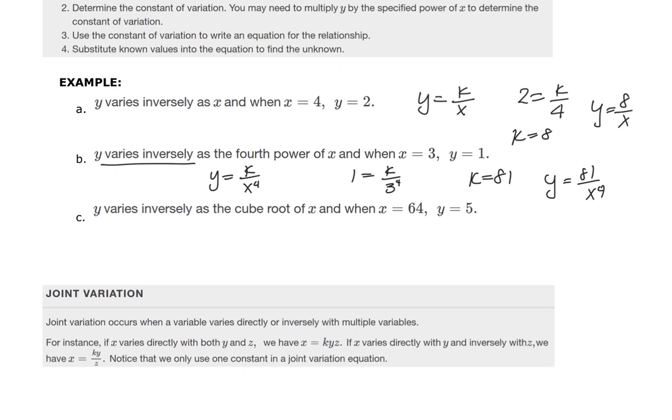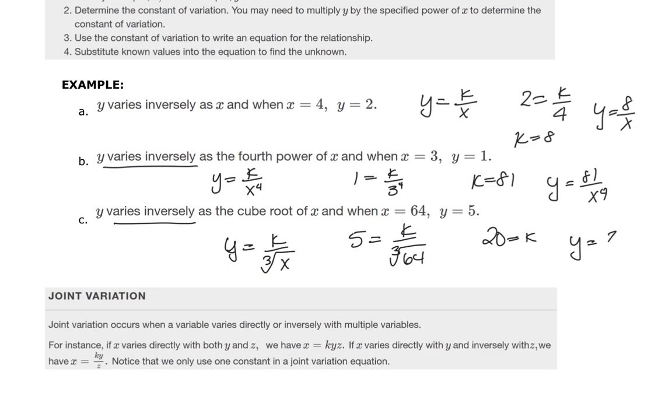And lastly here, y varies inversely as the cube root of x. So y is equal to k over the cube root of x. When x is 64, y is 5. So 5 is equal to k divided by the cube root of 64. The cube root of 64 is 4, so I have 20 is equal to k. So my equation is y is equal to 20 divided by the cube root of x.